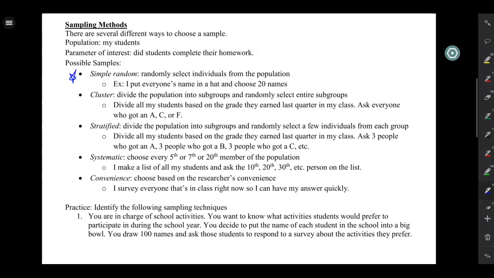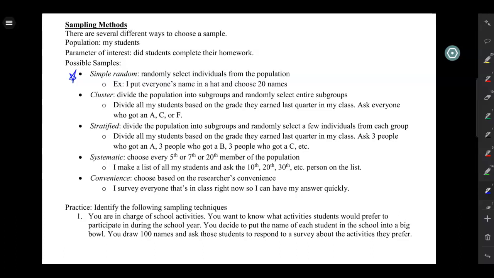The next kind of sampling technique is a systematic sample. And this one is when you choose like every 5th or 7th or 20th member of the population. So maybe in my case, I might make a list of all of my students, and then I'm going to talk to every 10th person on my list and see if they did their homework, or maybe every 20th person, right? I'm just going to choose an increment, and I'm going to choose every 10th or 5th or 20th person.